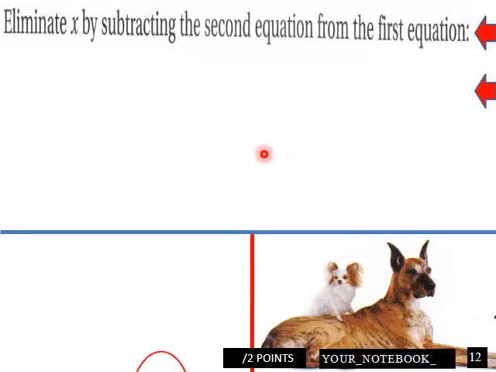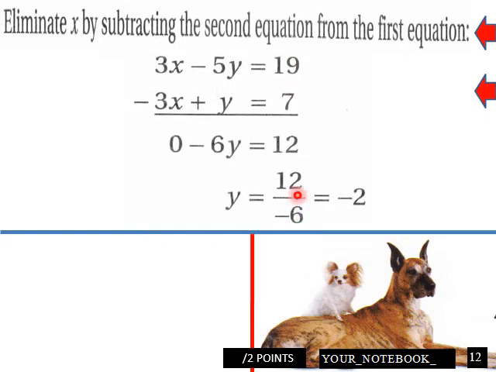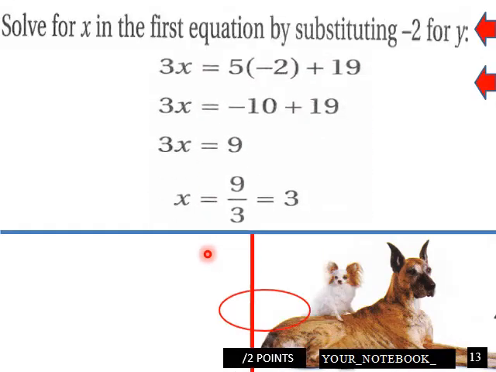Eliminate x by subtracting the second equation from the first. So here we go. If we eliminate x by subtracting the second equation from the first, we get negative 6y here, because this becomes negative and this becomes negative. So when we combine these two after that, we get negative 6y equals 12, and then we solve for y.